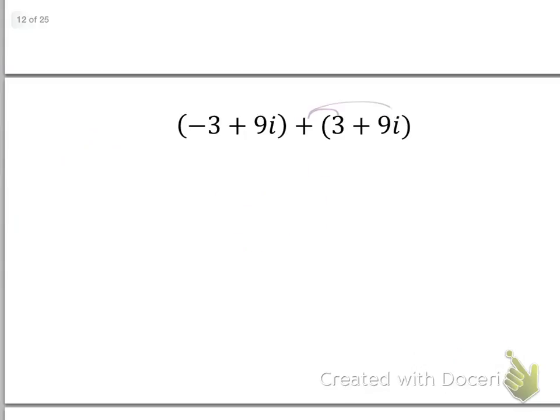Okay, this plus sign, if I distribute, it's not going to change anything, so I'm going to go ahead and drop all of those parentheses. -3 plus 3 cancels. 9i plus 9i gets me 18i.